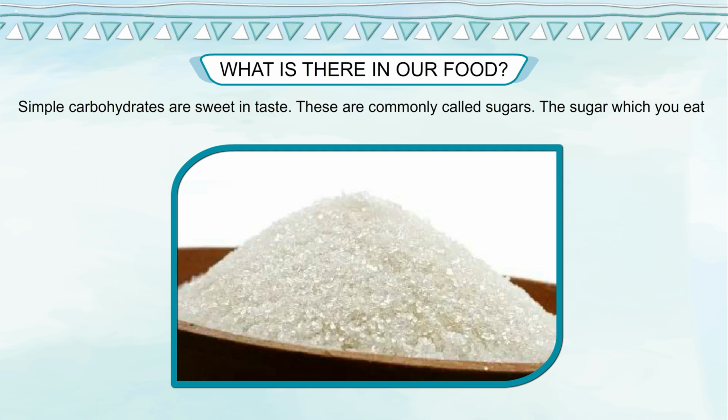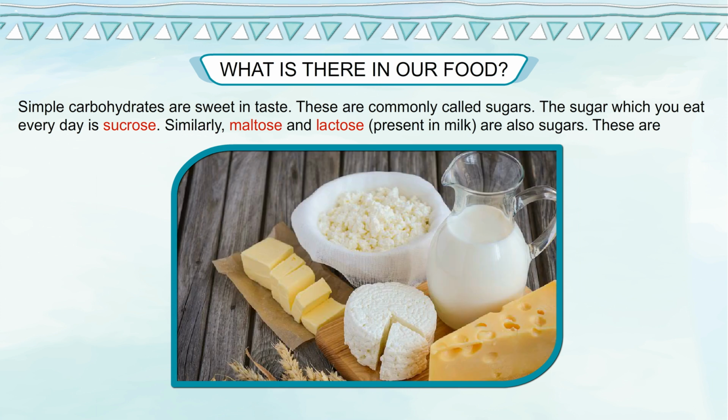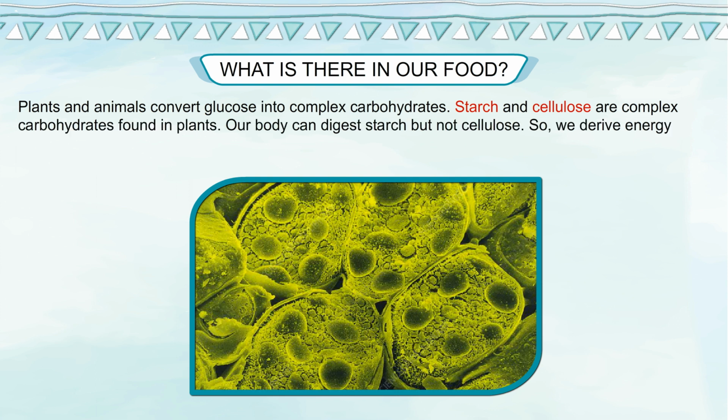The sugar which you eat every day is sucrose. Similarly, maltose and lactose present in milk are also sugars. These are instant sources of energy. Plants and animals convert glucose into complex carbohydrates. Starch and cellulose are complex carbohydrates found in plants.